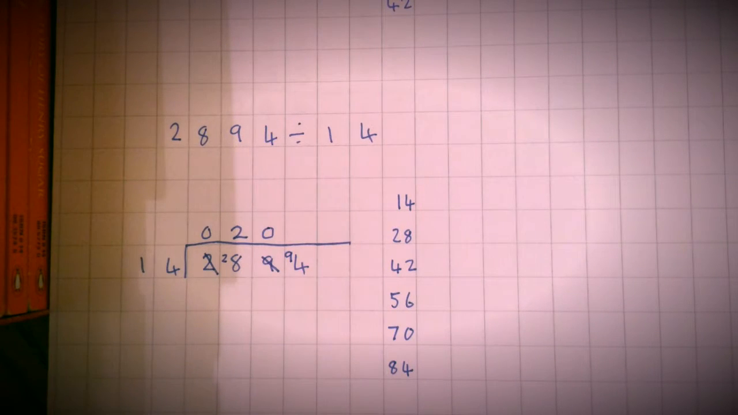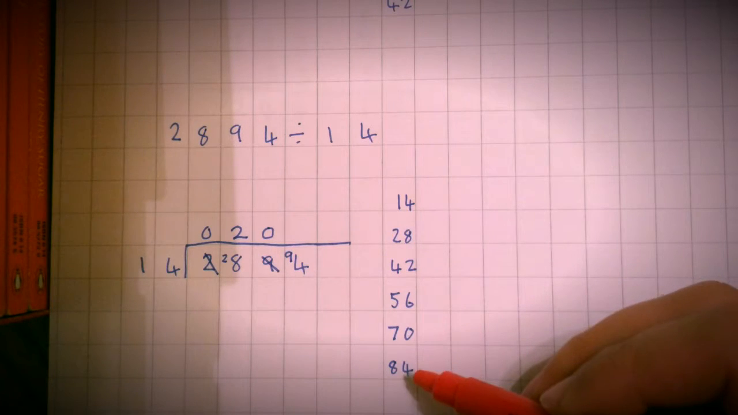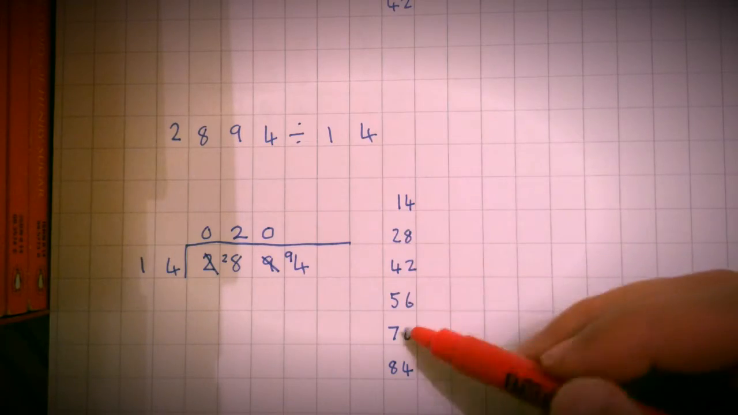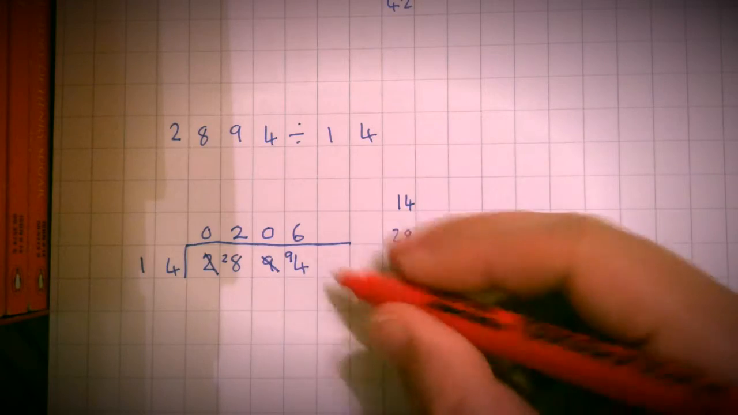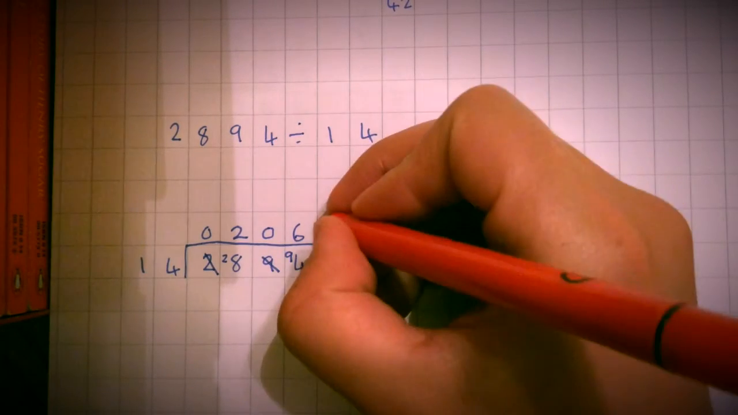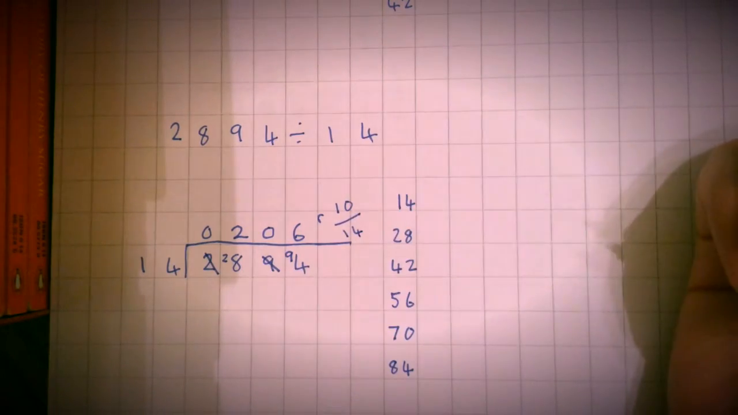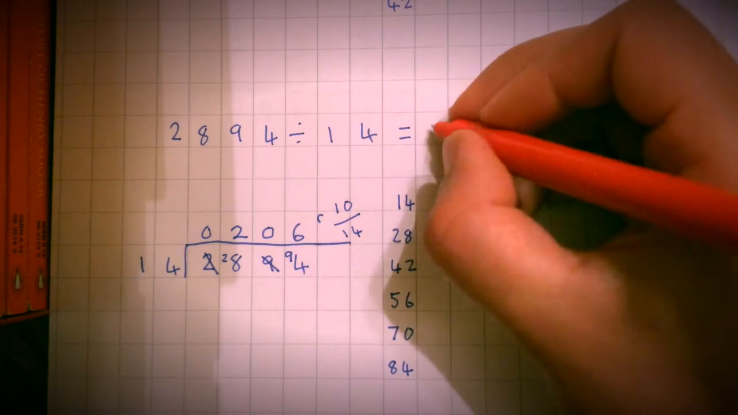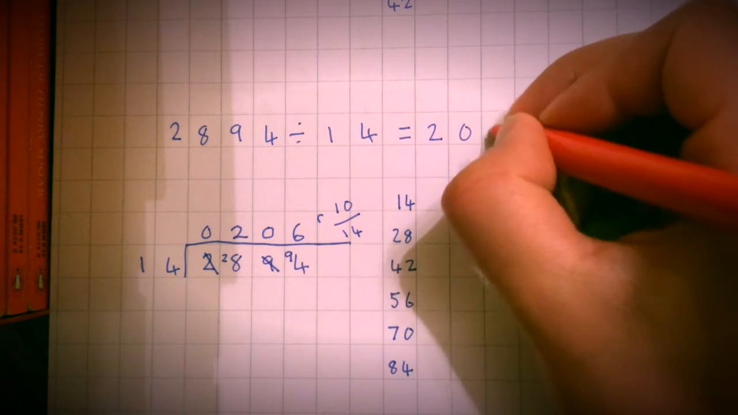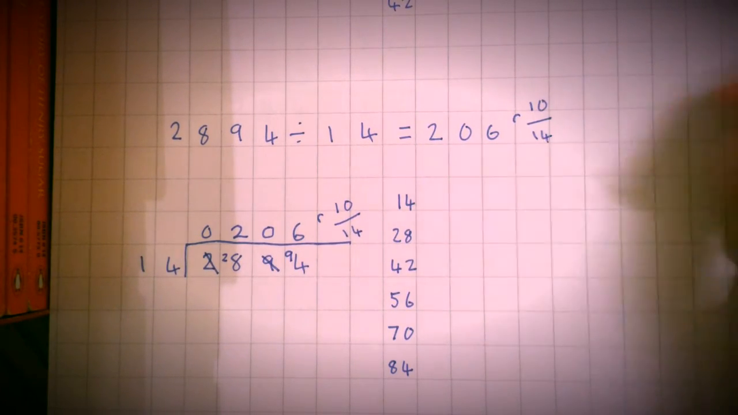How many times can 14 fit into 94? 1, 2, 3, 4, 5, 6, because if I added another 14 it would go past 94. And what's the difference between 84 and 94? The difference is 10, so we have a remainder of 10 out of 14. So 2,894 split into 14 equal groups would leave us with 206, remainder 10 out of 14.